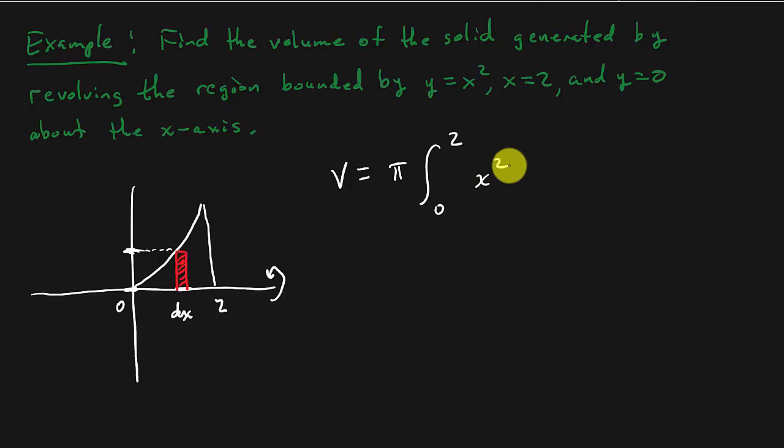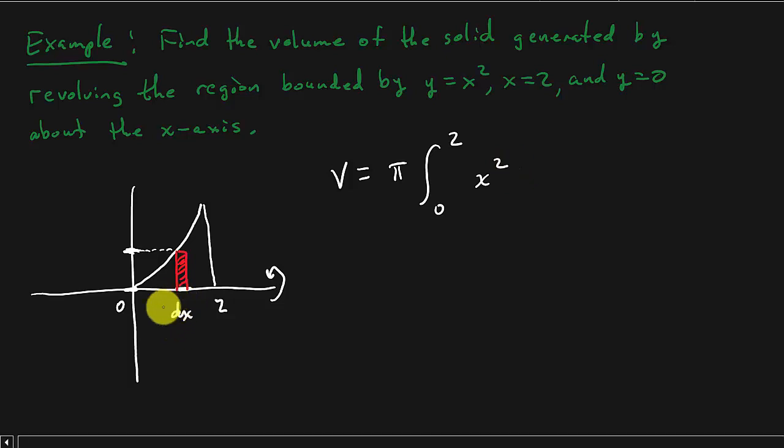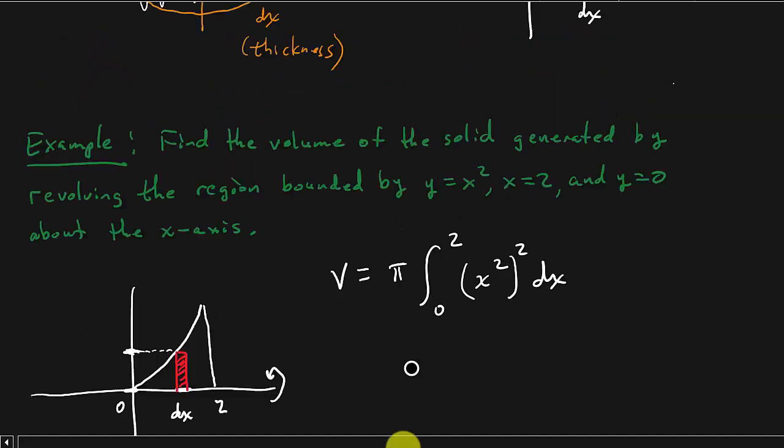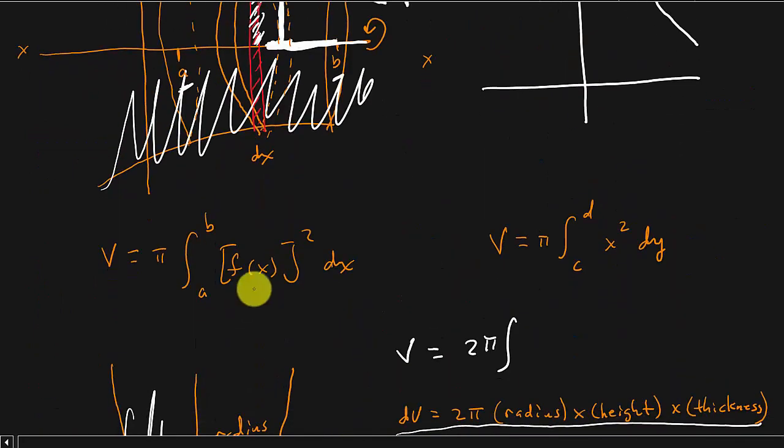And how come I put x squared instead of y? Well, look at my thickness. See, my thickness is dx. I'm integrating with respect to x. So because it's dx, I know however I write my radius, I need to write my radius in terms of x. And then don't forget, it's the radius squared. That's all we did right up here. See, it's the radius squared.